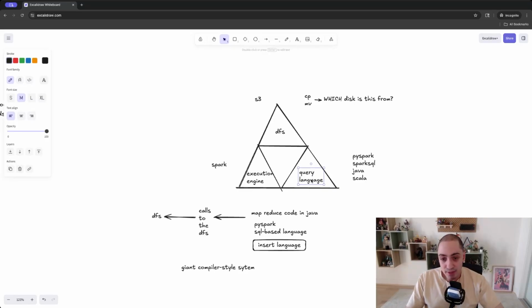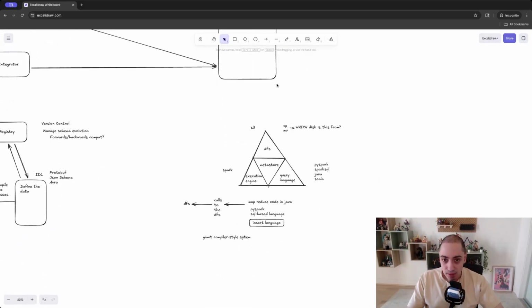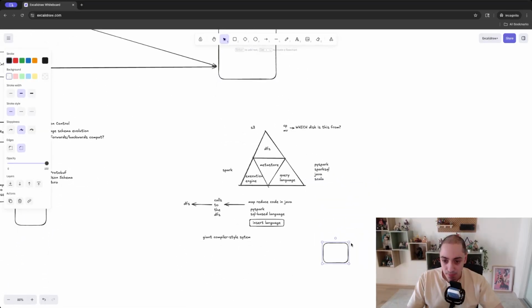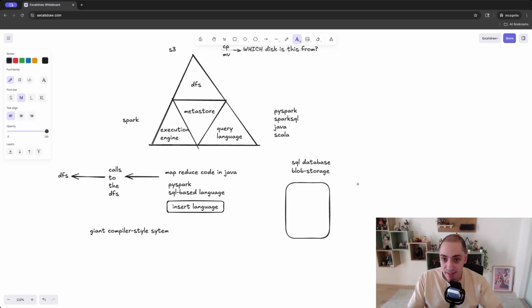And then the other one that's common to talk about, and probably one of the most important, is the metastore, which I like to put in the middle because it kind of houses everything. The metastore is its own thing, probably some sort of SQL database, but it can be a lot of other things. It could be blob storage too. In modern ones, a lot of the time you'll reuse the DFS for this. What it is, essentially, is a set of schemas to manage your entire data ecosystem.